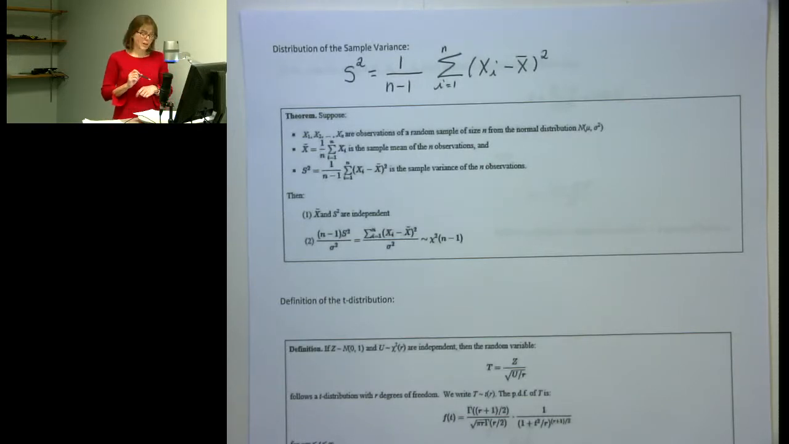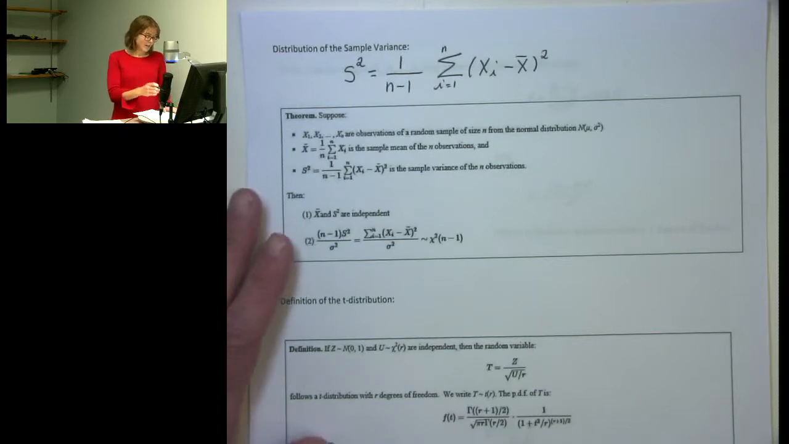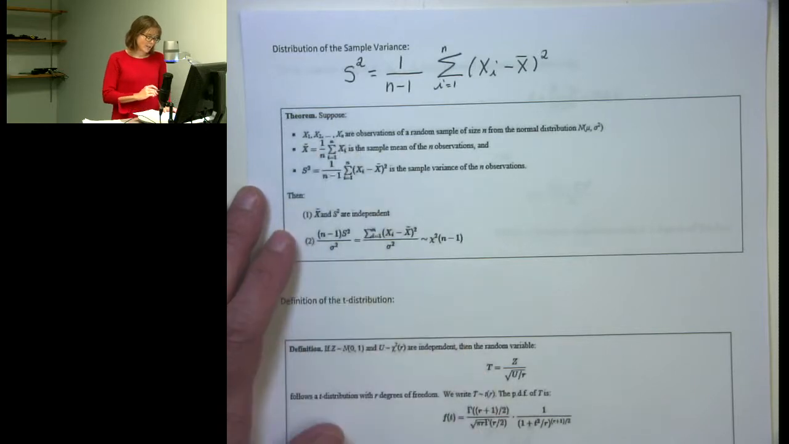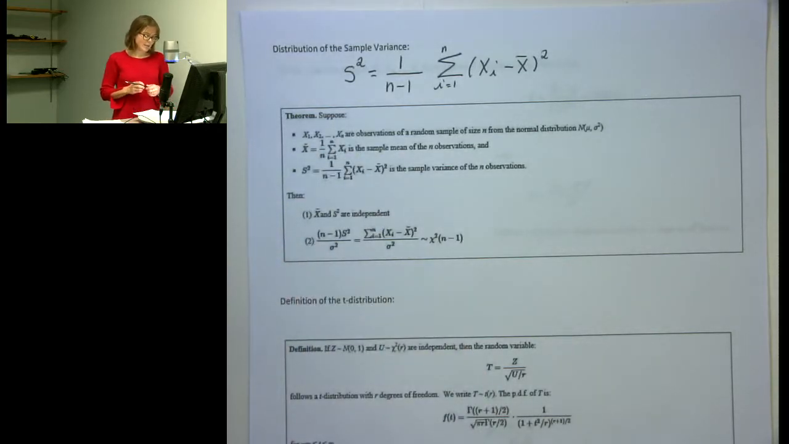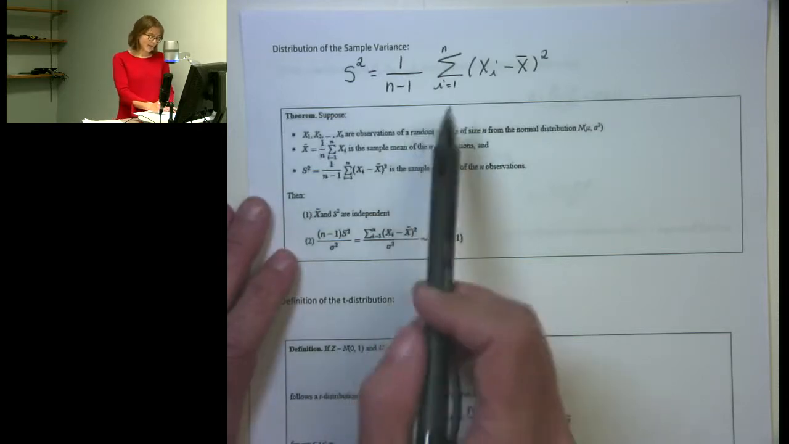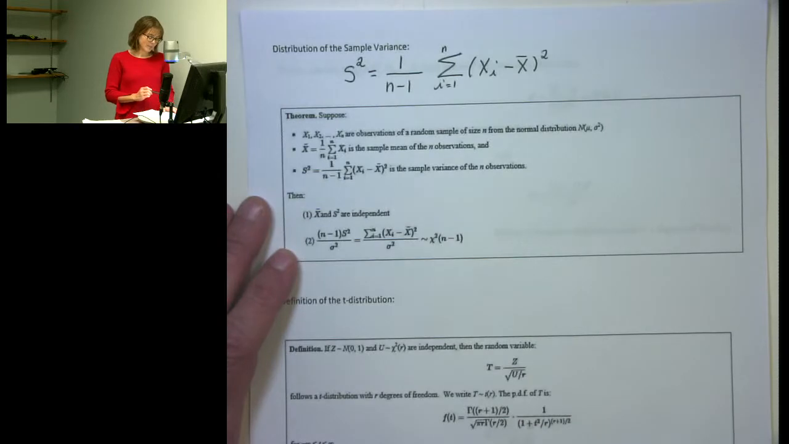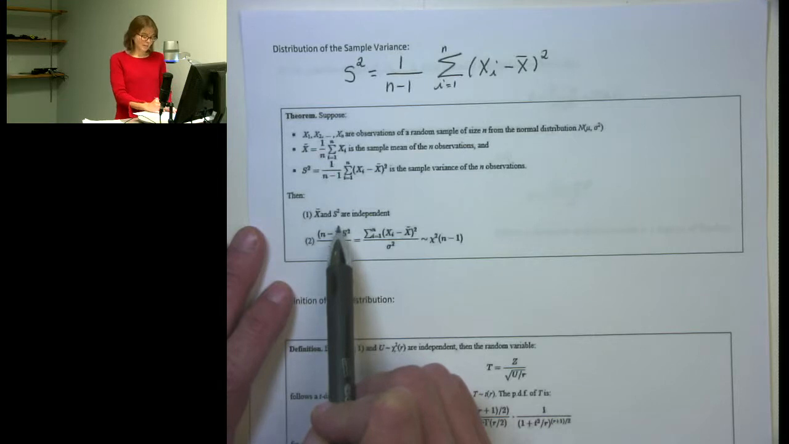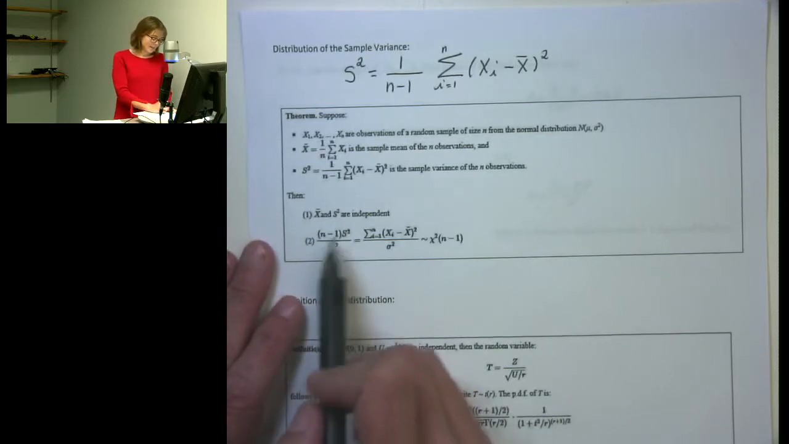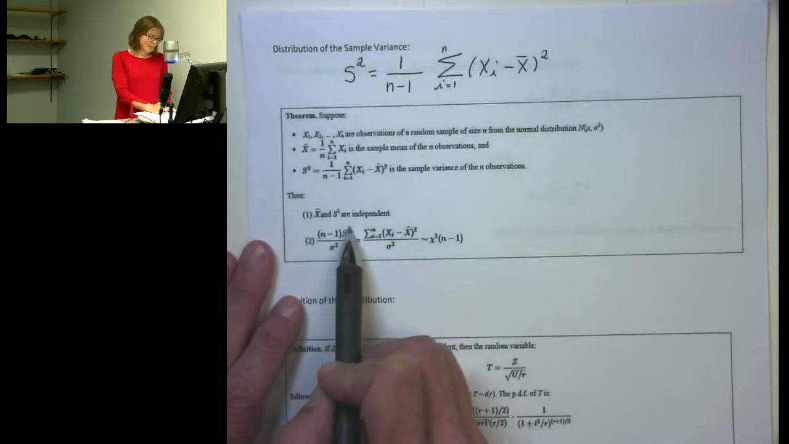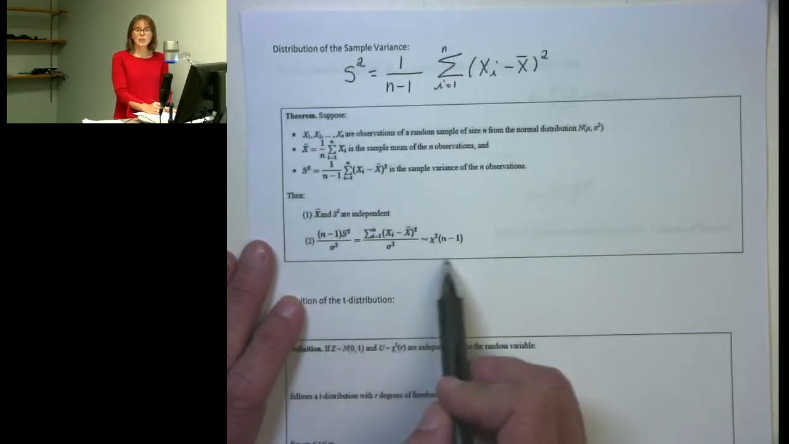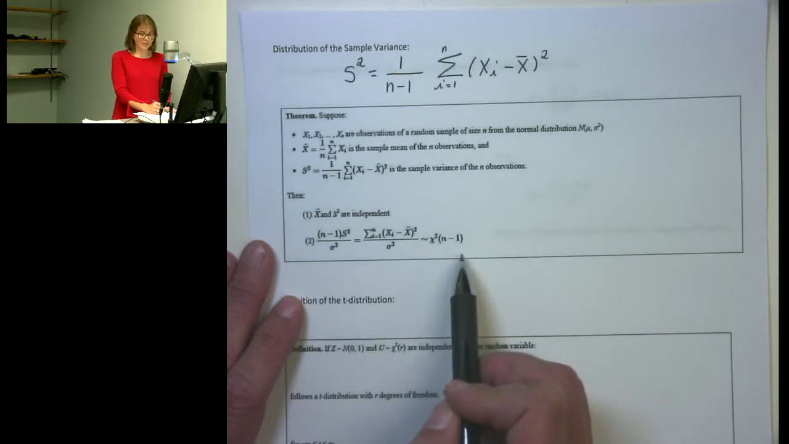So a theorem in section 5.5 tells us that if we have these n observations as a random sample of size n from a normal distribution in particular, then if we calculate this sample variance, the sample mean and the sample variance are independent, and n minus 1 times the sample variance divided by the population variance has a chi-square distribution with n minus 1 degrees of freedom.